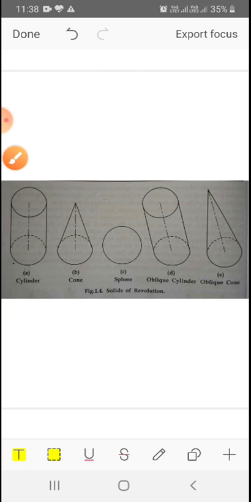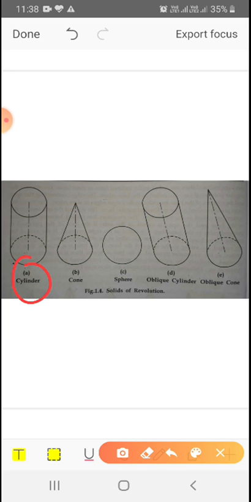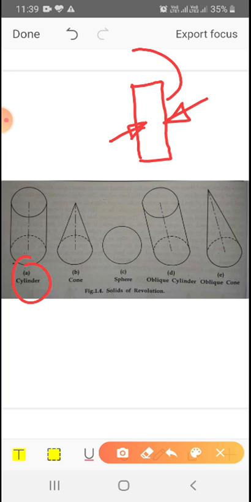And let us discuss the meaning of a cylinder. When a rectangle is revolved about one of its longer sides, the other side generates a cylinder. This is the longer side, and this other side generates the cylinder. So this is called a cylinder.